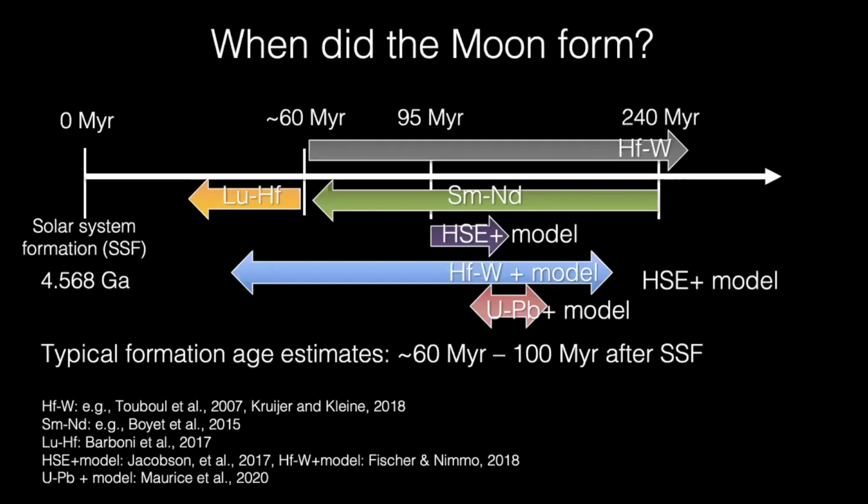Okay, so the next question is, when did the Moon form? Here we take 0 as the solar system formation time, which is around 4.57 billion years ago. Different arrows represent different isotopic systems and also modeling approaches. As you can see, there is a wide range regarding the age estimates for the Moon, but the typical formation age estimates range from 60 million years to 100 million years after the solar system formation.